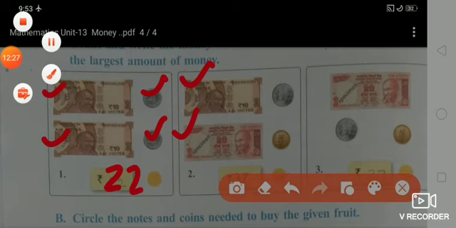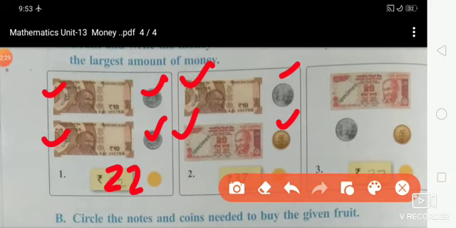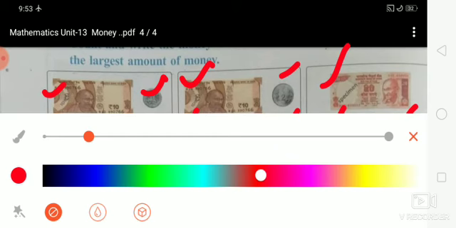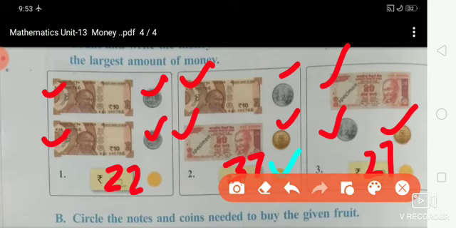Now the second box: 10 rupees note, 20 rupees note, that means 30 rupees, plus a 2 rupees coin and a 5 rupees coin, that means 7, so 37 rupees. Okay. Now the third one: 20 rupees, 2 rupees coin, 5 rupees coin, 20 plus 7 is 27. So the largest number is 37. Tick the second box. The largest amount is in the second box, 37. Is that clear?